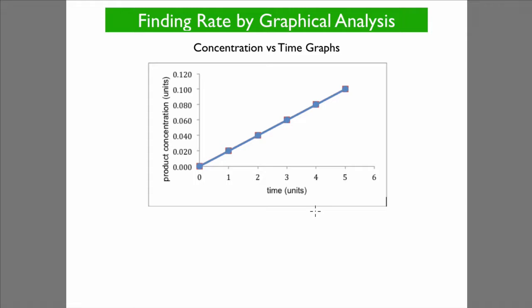Finding the rate by graphical analysis. We'll have a graph here of concentration over time, and it's product concentration, it's going up. If it was a reactant, concentration versus time would be going down.